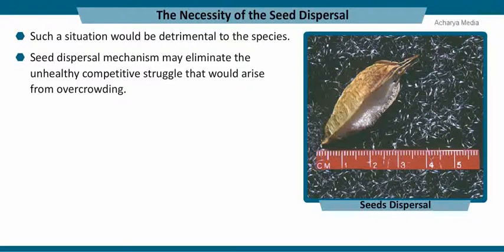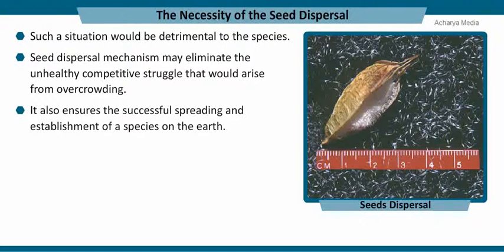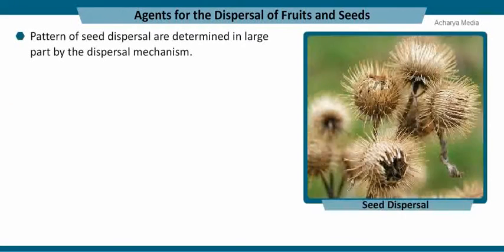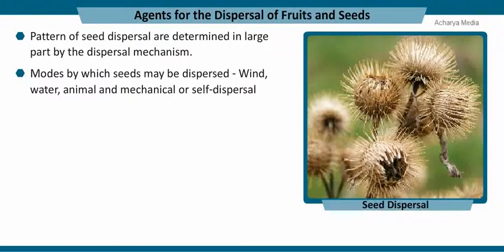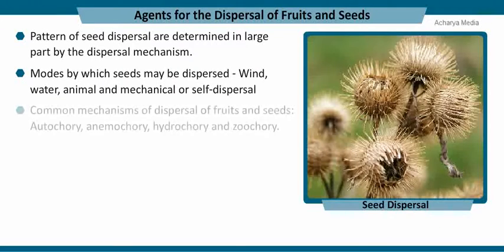Seed dispersal mechanisms may eliminate the unhealthy competitive struggle that would arise from overcrowding. They also ensure the successful spreading and establishment of a species on the earth. Patterns of seed dispersal are determined in large part by the dispersal mechanism. There are a number of modes by which seeds may be dispersed. They include wind, water, animal, and mechanical or self-dispersal. Various types of mechanisms of dispersal of fruits and seeds are autochory, anemochory, hydrochory, and zoochory.